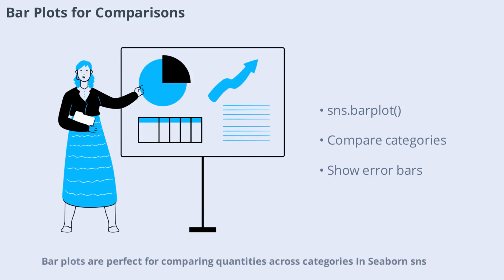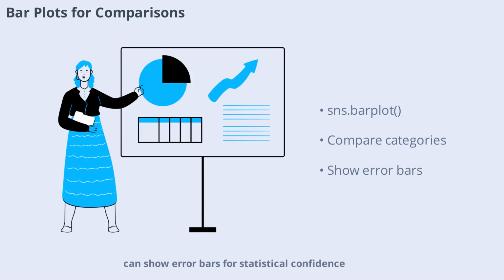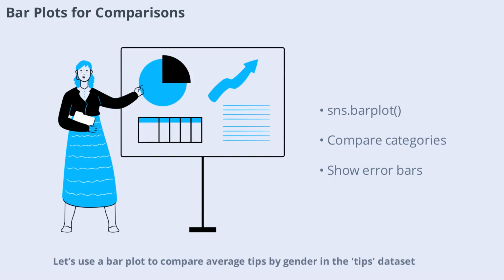Bar plots are perfect for comparing quantities across categories. In Seaborn, sns.barplot lets you easily create vertical or horizontal bars. You can specify the category for the x-axis and the value for the y-axis. Bar plots automatically calculate means and can show error bars for statistical confidence. This makes them great for summarizing group differences. Let's use a bar plot to compare average tips by gender in the tips dataset.